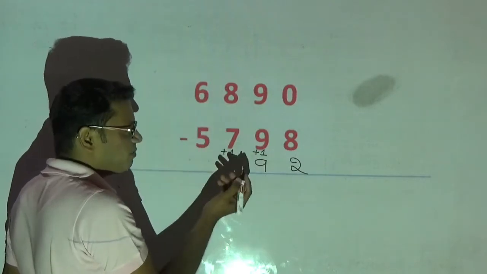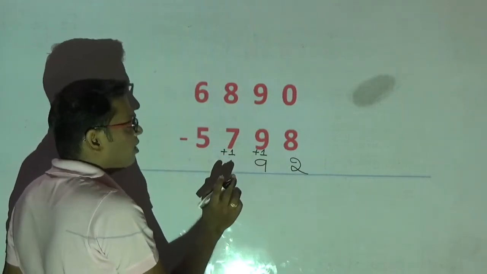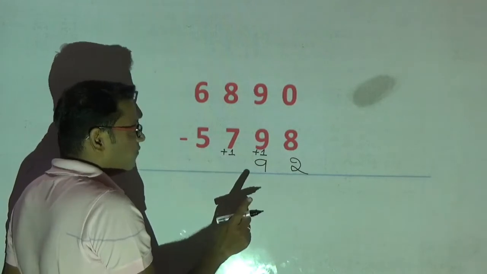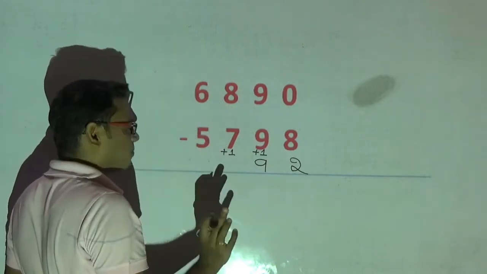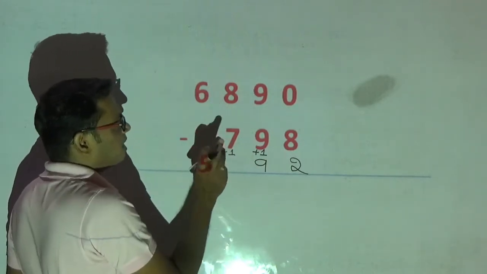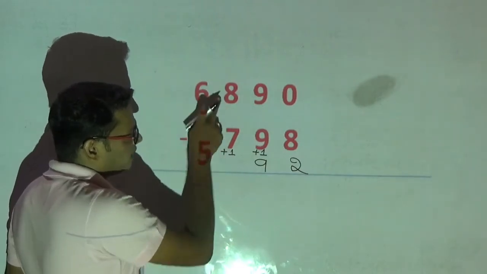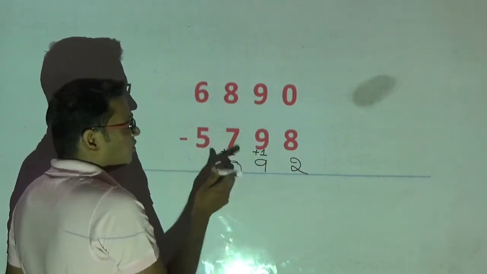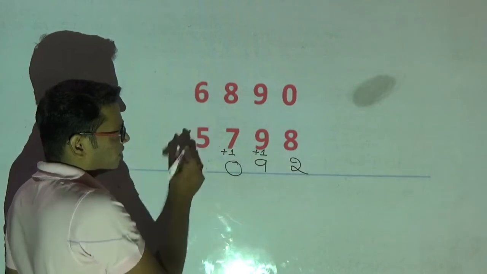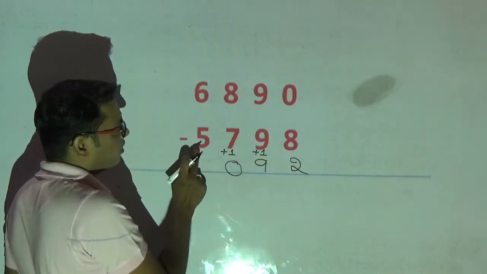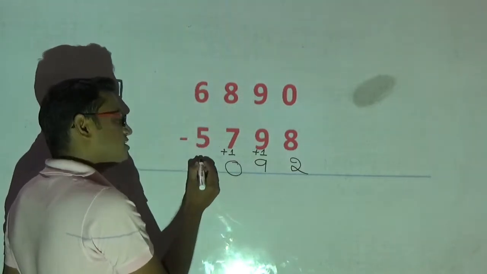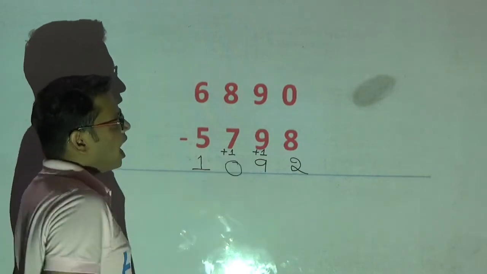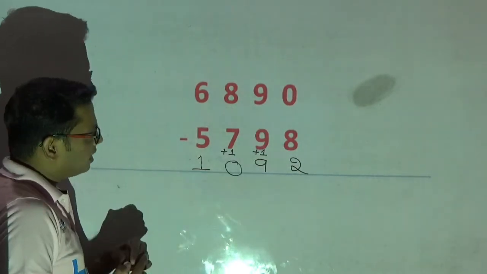8 minus 8? Possible. Therefore, don't subtract it from 10. Whenever it is not possible, then only you subtract from 10. If it is possible, subtract it from the above number only. 8 minus 8, possible? 0. From which number did I subtract? From the above number. Therefore, I don't do plus 1 here. 6 minus 5 is 1. See how quickly and how accurately I did the problem.